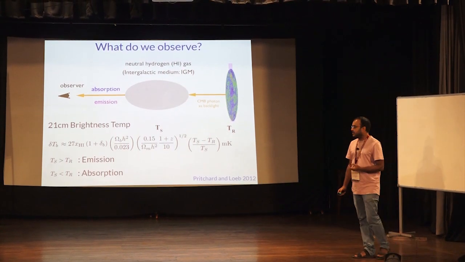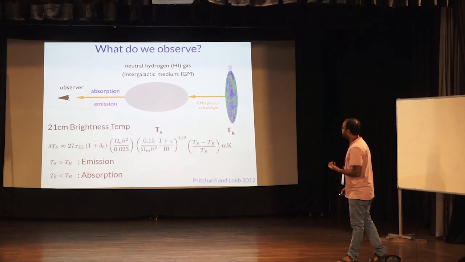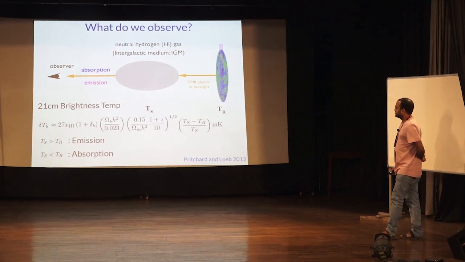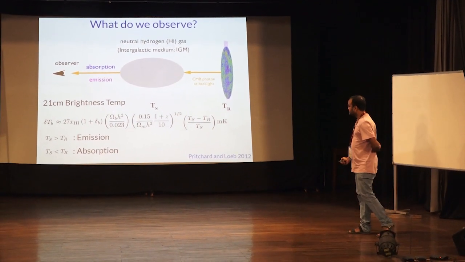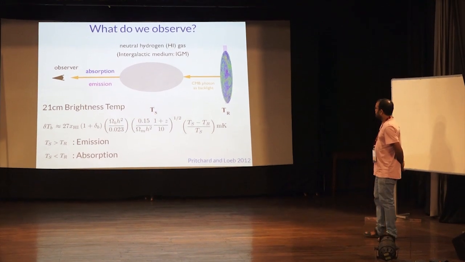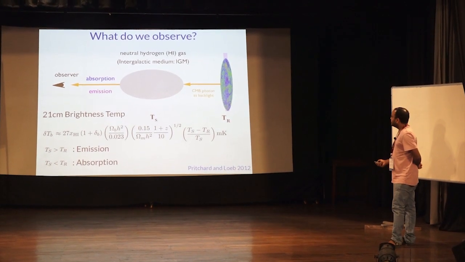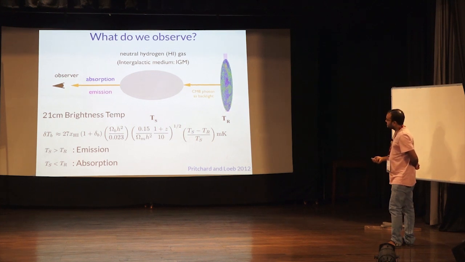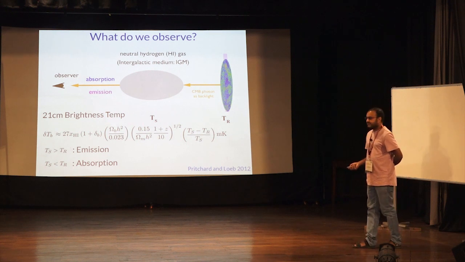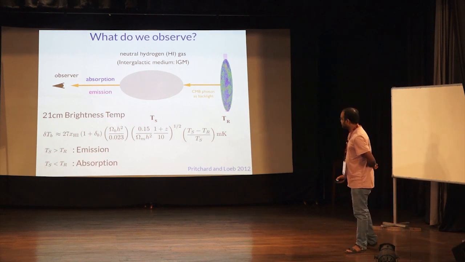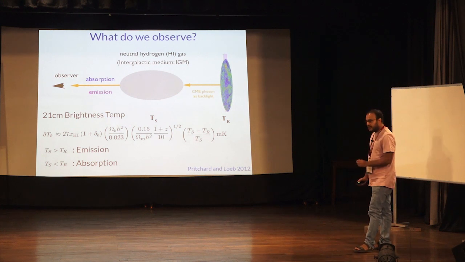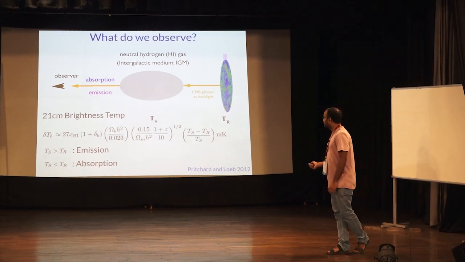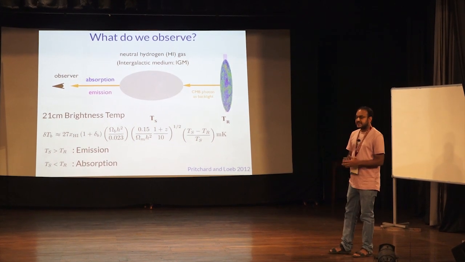So now the question is what we want to observe. What is the observable that we are planning to observe, and what is the progress? Mainly in 21 centimeter observations, we plan to measure the brightness temperature fluctuation. This is the HI cloud, and this is the background radiation, the CMB, and the CMB radiation is passing through this gas, and there is a fluctuation in the brightness temperature, and this is the expression. So the quantity that we want to measure is the brightness temperature fluctuation due to the neutral hydrogen in the intergalactic medium.